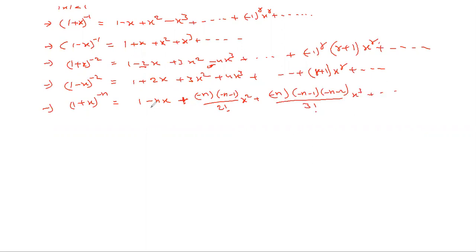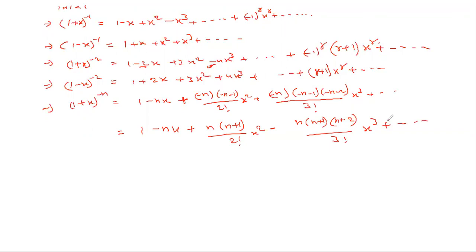Okay, actually this is the expansion, but after simplification it will be 1 minus nx. So here negative common, then it will be positive n into n plus 1 divided by 2 factorial into x square. So here negative into negative becomes positive, another negative. Finally it will be negative n into n plus 1 into n plus 2 divided by 3 factorial into x cube plus and so on. Like this we can write.